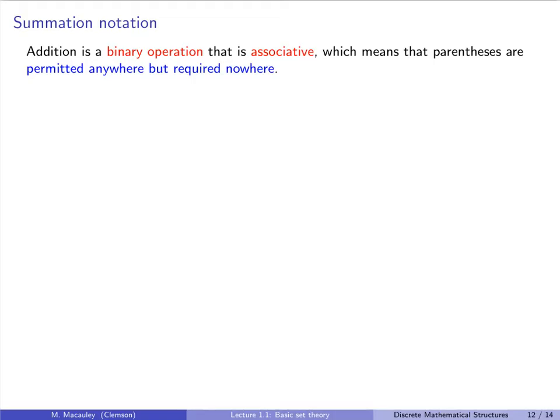Okay, so we are nearing the end of the basic set theory lecture. Here's something else that you've likely seen before, probably in calculus, which is summation notation. Recall that addition is a binary operation, which just means that it takes 2 inputs, for example x plus y. This is as opposed to a unary operation, for example x squared, which takes just 1 input, x. And we say addition is associative, which loosely speaking means that parentheses are permitted anywhere but required nowhere.